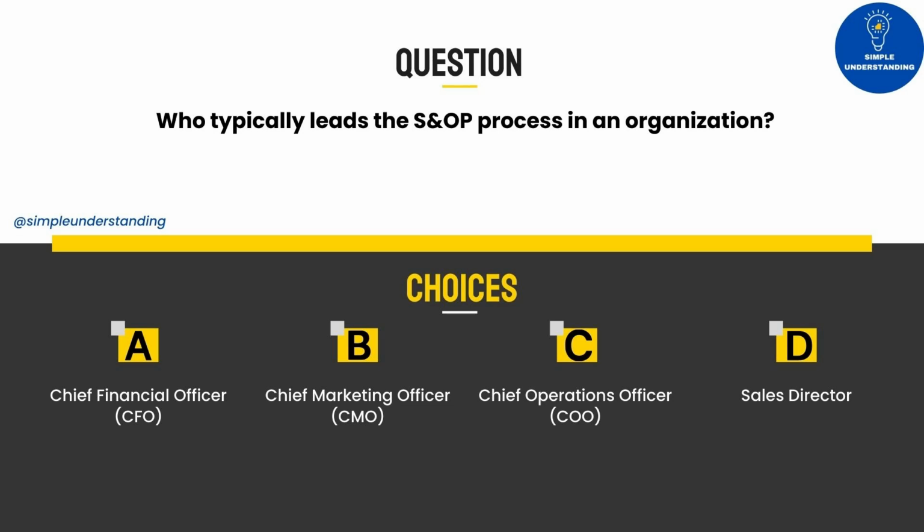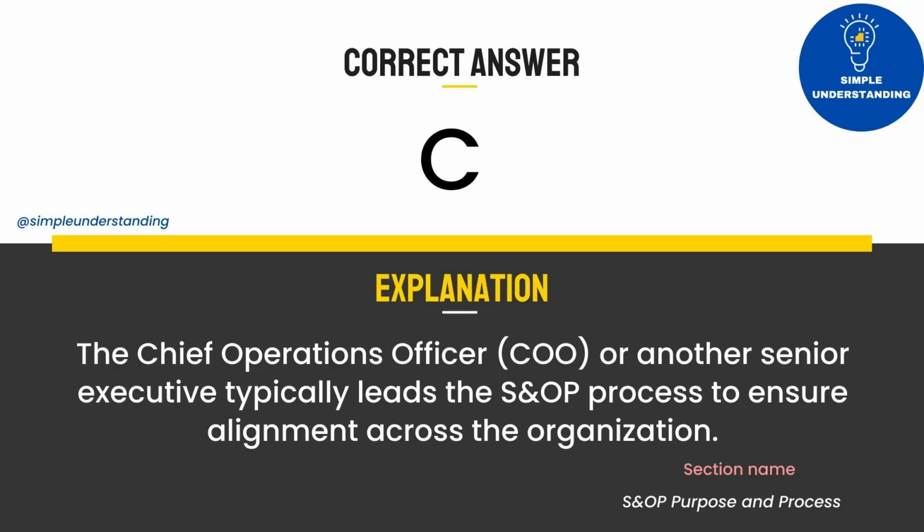5. Who typically leads the S&OP process in an organization? A. Chief Financial Officer, CFO. B. Chief Marketing Officer, CMO. C. Chief Operations Officer, COO. D. Sales Director. Correct answer: C. Explanation. The Chief Operations Officer, COO, or another senior executive typically leads the S&OP process to ensure alignment across the organization.